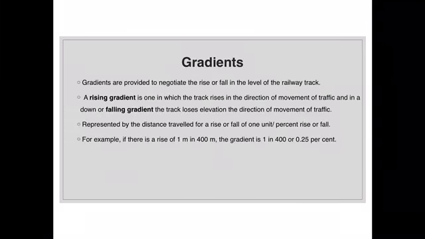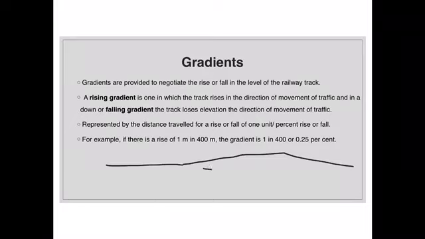The first geometric component we will be studying with respect to the railway alignment is the gradients. First, the gradients are provided to negotiate rise and fall in the level of the track. So your track will be running like this. If the level changes, it can go in the upward direction or in the downward direction. This change in level we call the gradient.